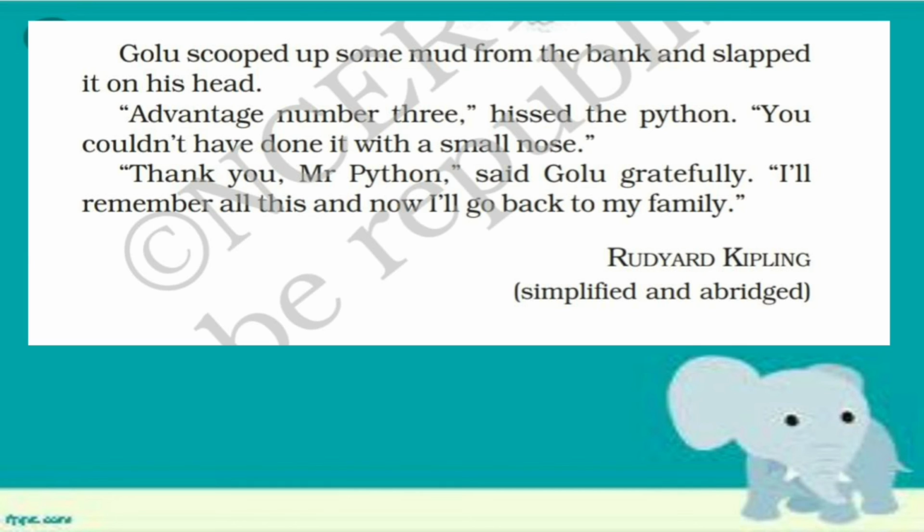Rudyard Kipling. Children, when the python was making Golu realize the uses of his long trunk by saying advantage number one, advantage number two: advantage number one is that you can save yourself by hitting the fly, which he did. And now you can pluck fruits from other trees and eat with the help of your trunk. Then again he said, now don't you think it is too hot?